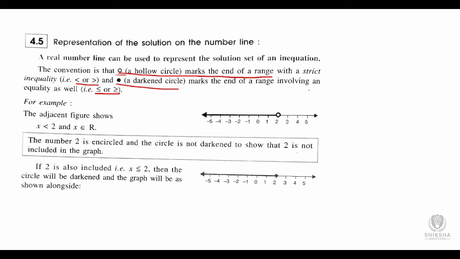Here x is less than 2, and it is a real number. So for real numbers, all these numbers are real numbers. That means we need to darken this whole line including this arrow mark, and on 2 we will have a hollow circle because it is less than 2, so 2 is not included. Had 2 been included, then this circle also would be darkened.